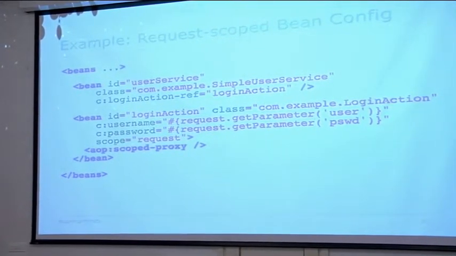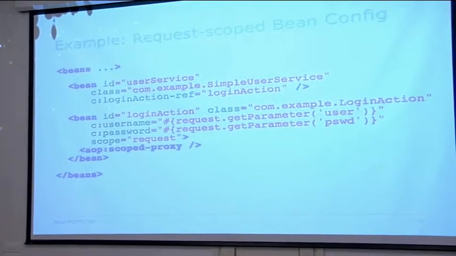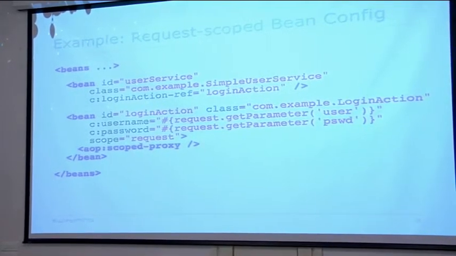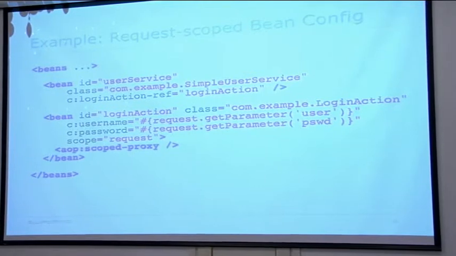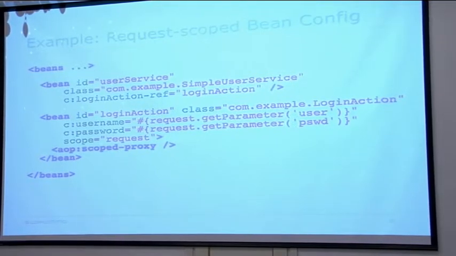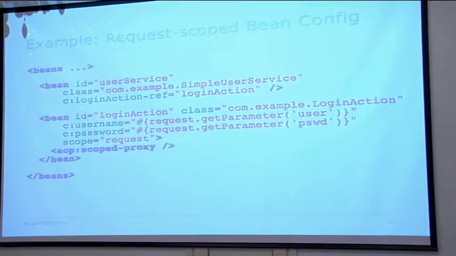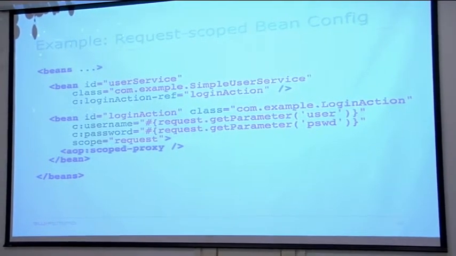First off, we say scope is request. By default, it would have been a singleton bean. We're saying we want it to be tied to the HTTP request scope. And one thing that's required there in Spring is to use this AOP scope proxy. If you leave that out, it won't work like you expect. If you want to know more about that, you can ask me later or look it up in the reference manual. Another thing to note here is the use of hash, curly brackets, and then little expressions.